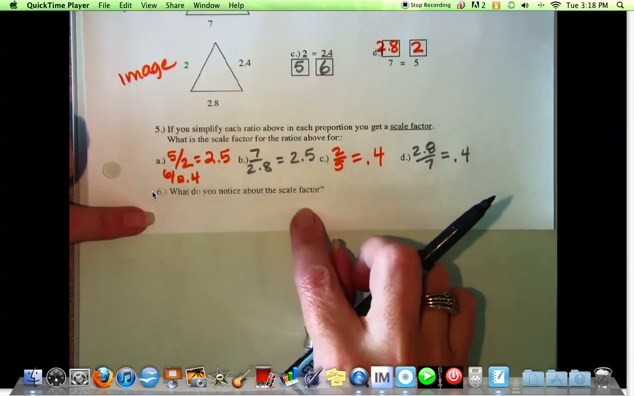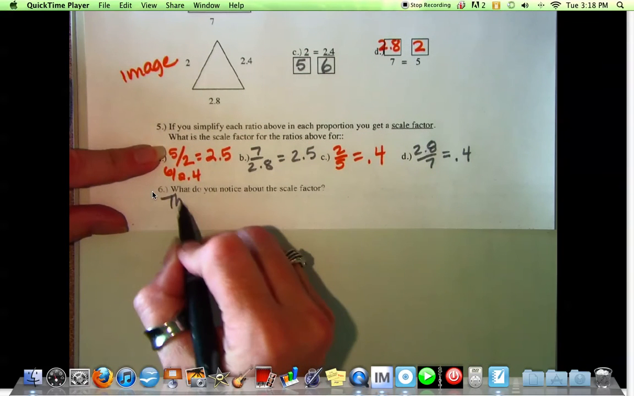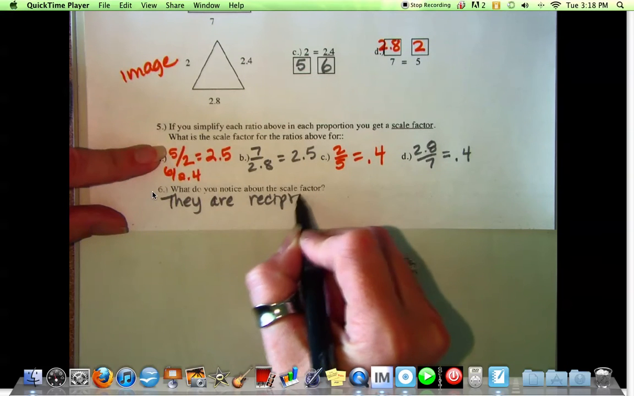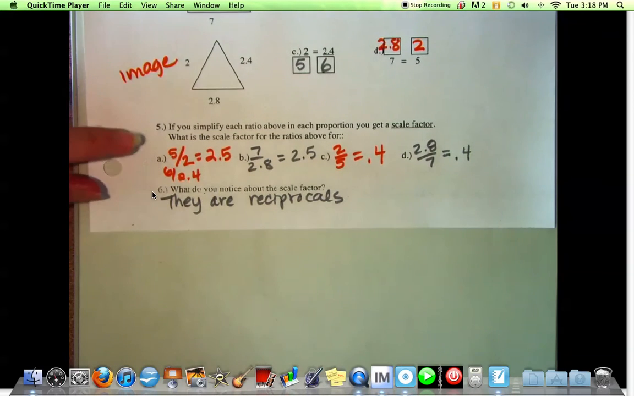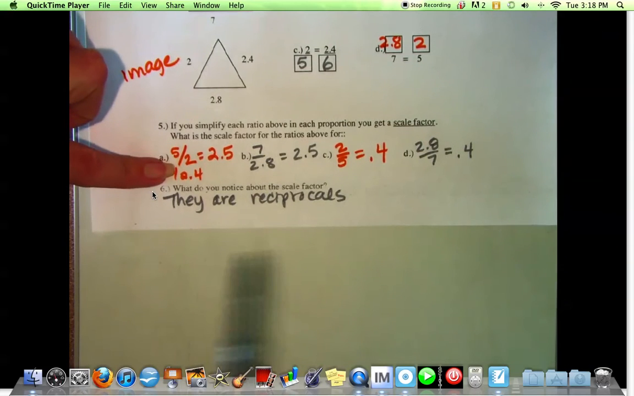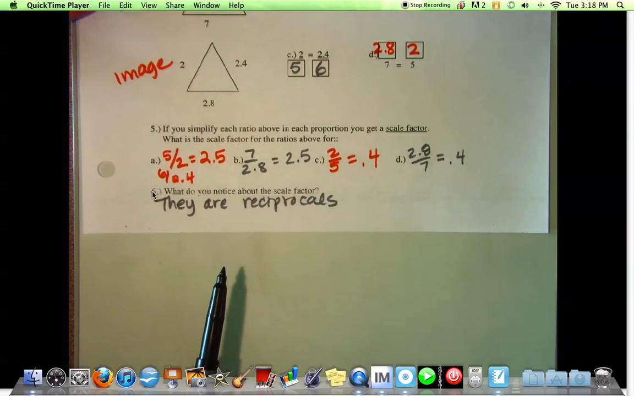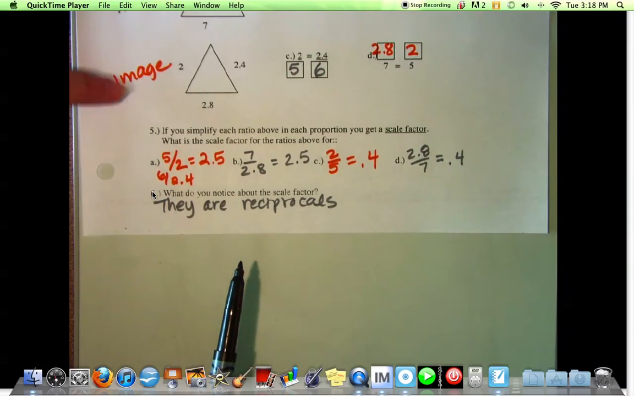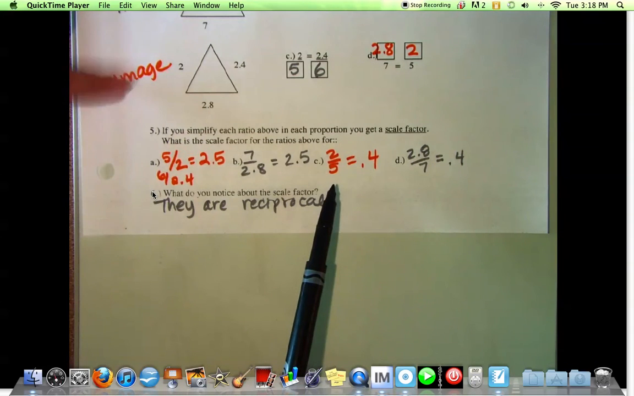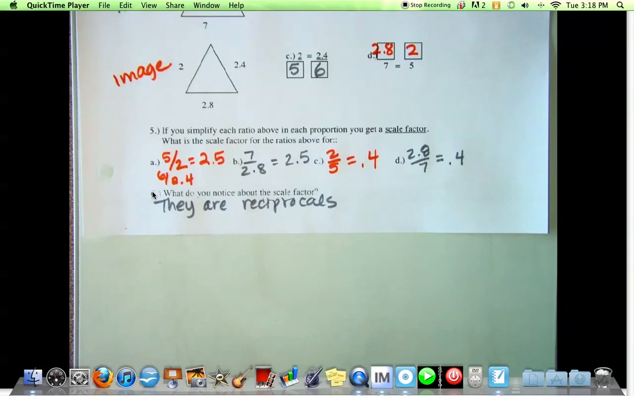What do you notice about the scale factor? These are reciprocals. When we compare the pre-image to the image, we have 5/2. When we compare the image to the pre-image, we have 2/5. Pre-image is larger than the image, 2.5 times larger. Image is smaller than the pre-image, it's 4/10.